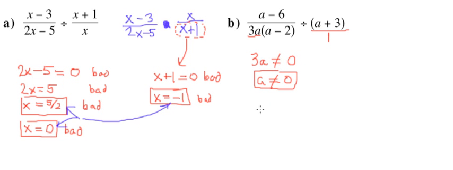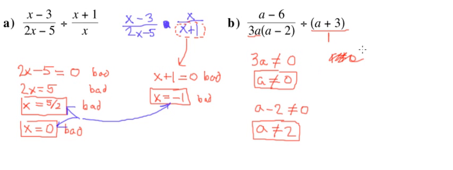Another would be if a minus 2 equaled 0. So we'll say a minus 2 is forbidden to be 0. Add 2 to both sides, and you get a is never allowed to be exactly 2. And over here, well, you could take this denominator and say 1 is never allowed to be 0, but that never happens. 1 is equal to 0 exactly never, so we don't have to worry about that denominator.